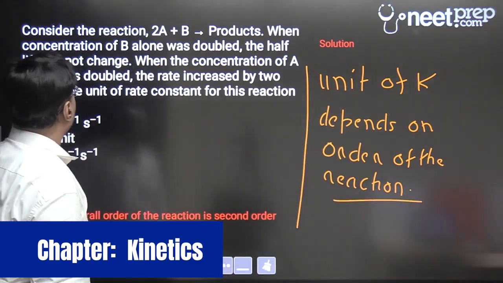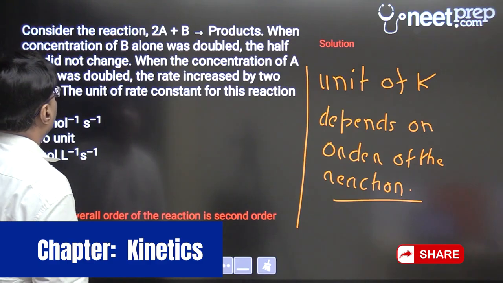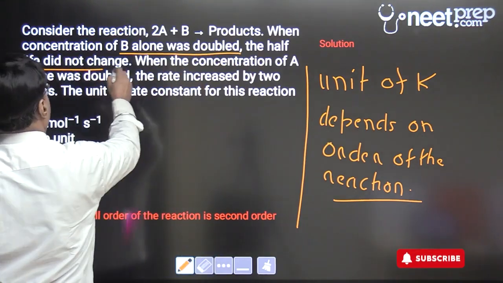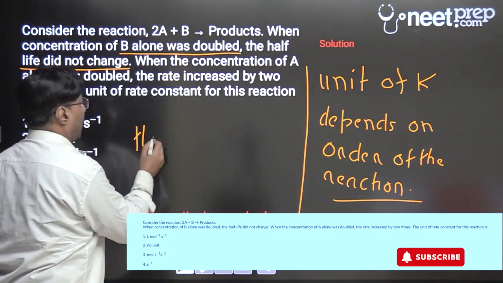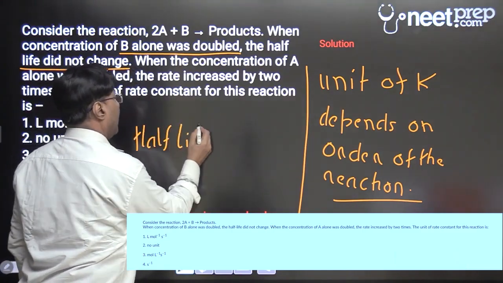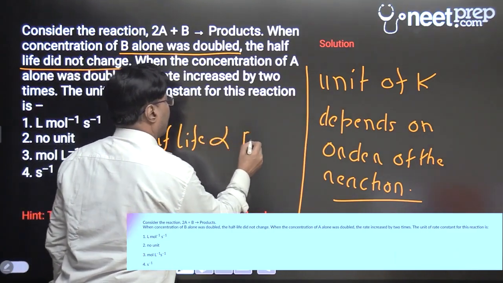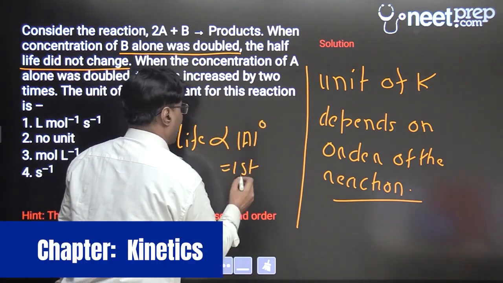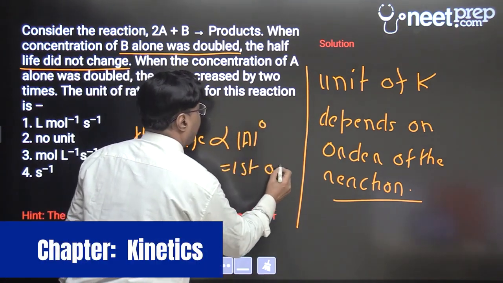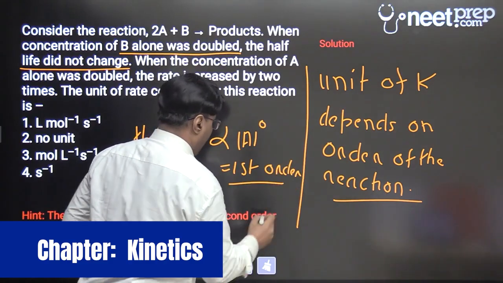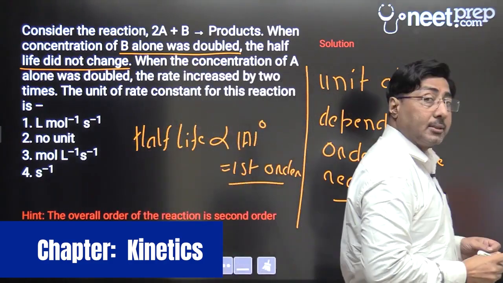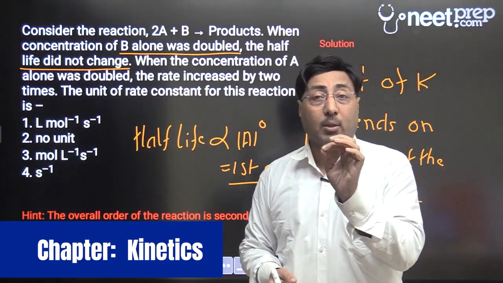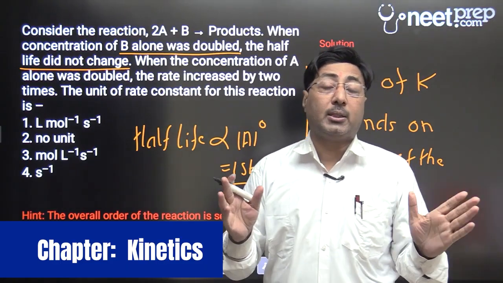The order can be calculated from the statement itself. What are they telling? The concentration of B alone was doubled, and the half-life did not change. Half-life doesn't depend on the initial concentration only for a first order reaction. This one is the litmus test: for a first order reaction, the half-life doesn't depend on the initial concentration.